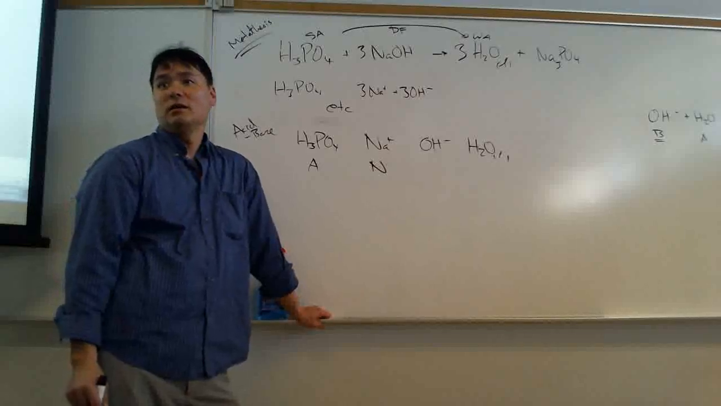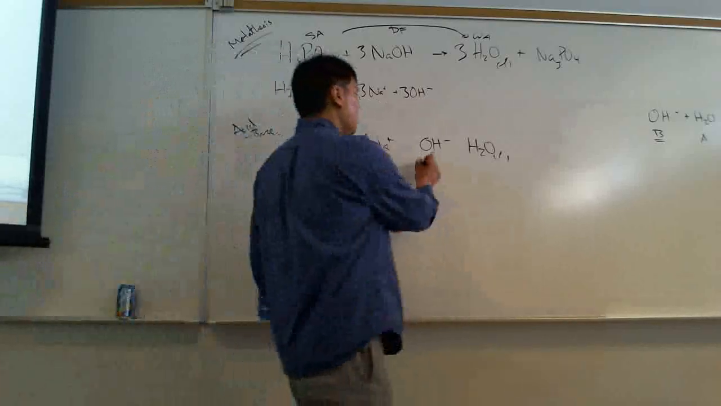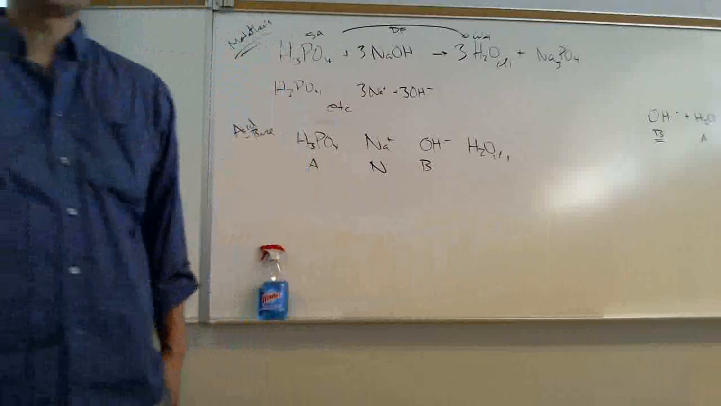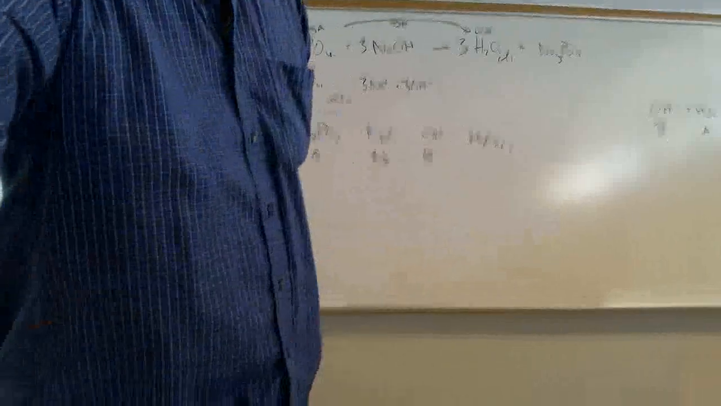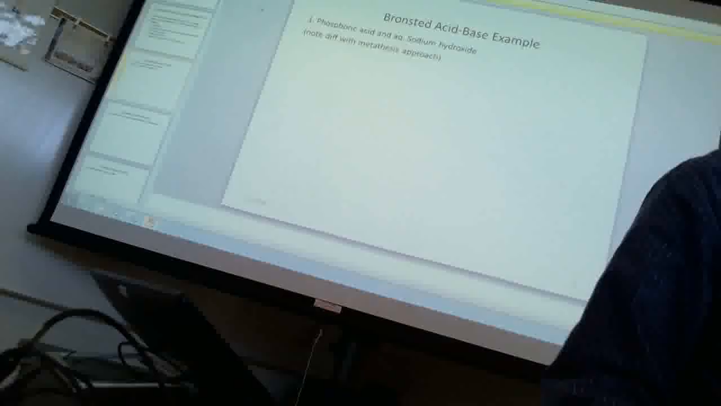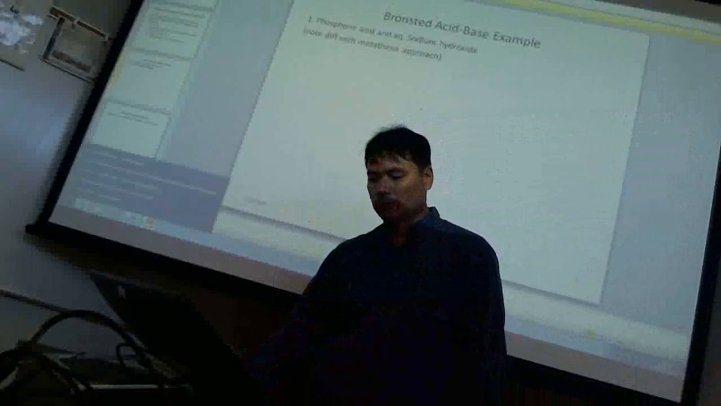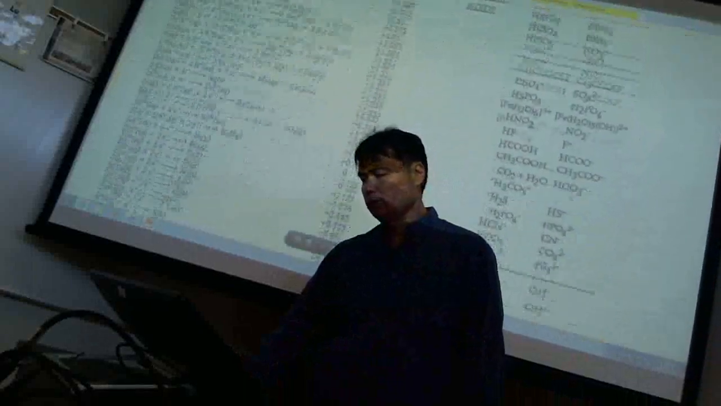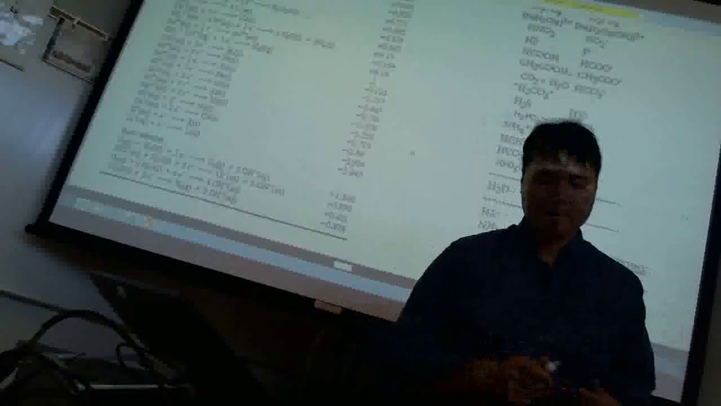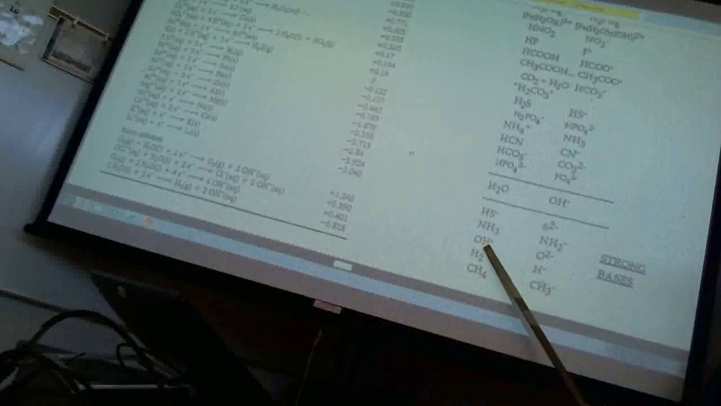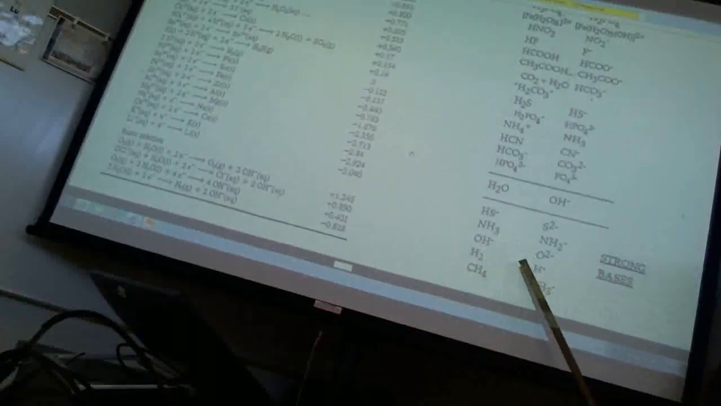Hydroxide is a base. It's a strong base, right? But hydroxide is very tricky, because not only is hydroxide a base, it could potentially be an acid. Did you know hydroxide could be an acid? It's shown here. Here's hydroxide, the acid. If hydroxide donates a proton, what does it form?